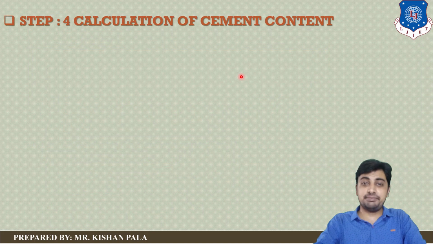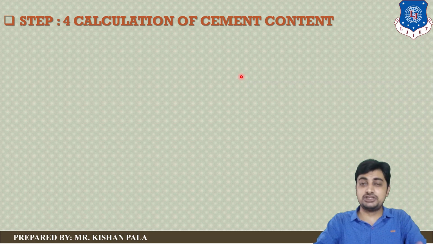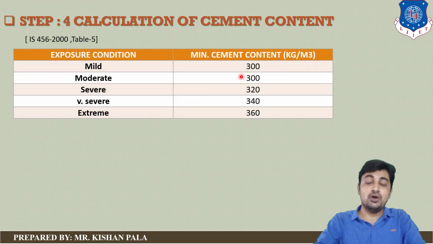So our next step is calculation of cement content. After finalizing the water cement ratio and water content, you can easily calculate by this equation. Water cement ratio is equal to water divided by cement. And as we know, we have a value of water cement ratio and we have water mass. So by this equation, we can easily calculate the content of cement mass. But we have to check this value with the Indian standard criteria.